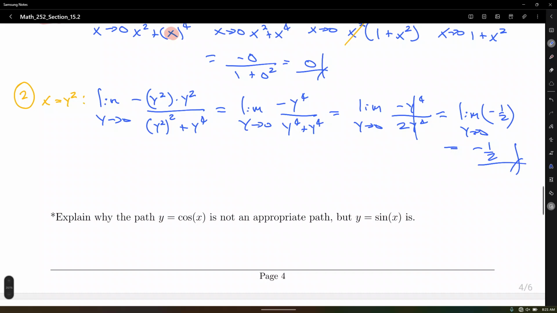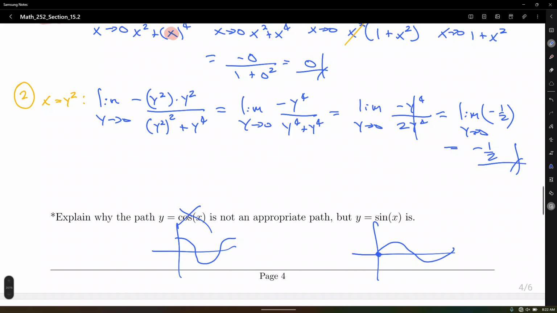Sine goes to 0. Okay. And okay, you're on the right track. Yes, like sine passes through the origin while cosine doesn't. Exactly right. Cosine, whose graph looks like this, and sine looks like this, sine contains the origin, but cosine does not contain the origin. That's why it's not, right?